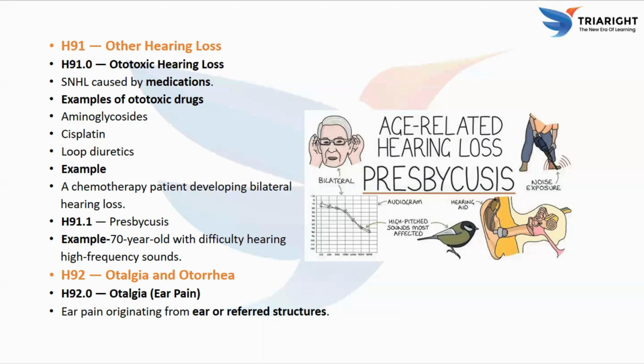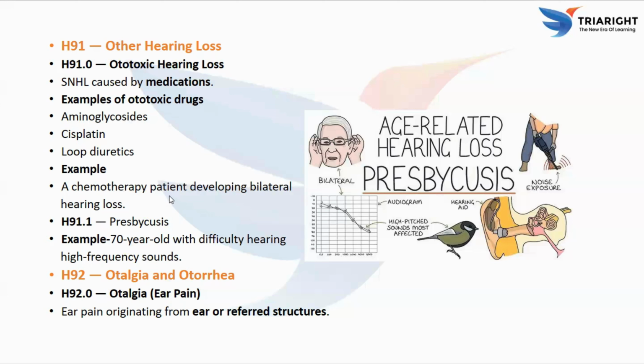So what are the key features? You can see slowly the gradual progression and difficulty hearing high frequency sounds first, and you can also see trouble hearing speech in noisy environments and usually symmetric loss. So for example, a 70-year-old with difficulty hearing high frequency sounds. This is the hallmark of presbycusis.